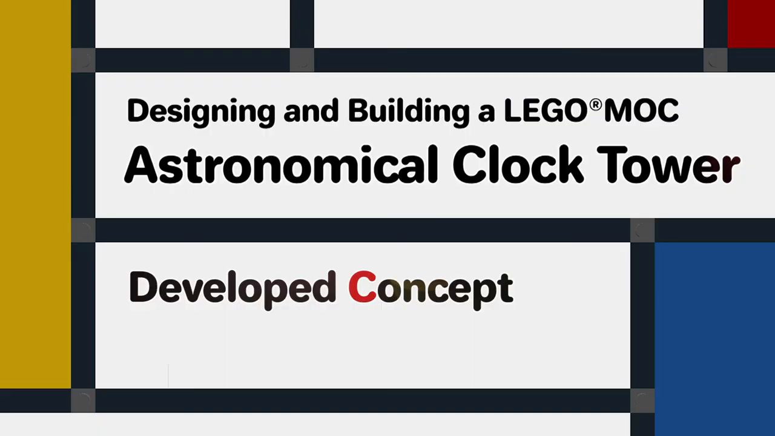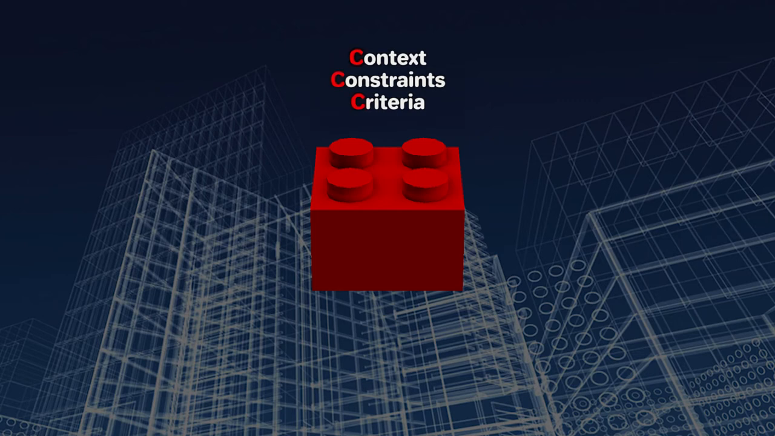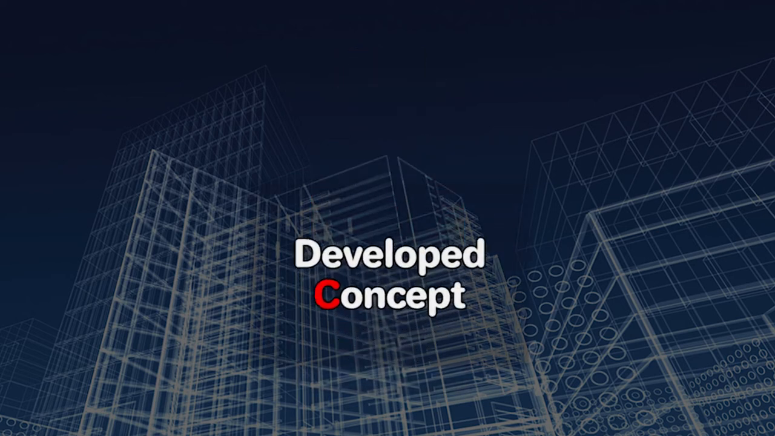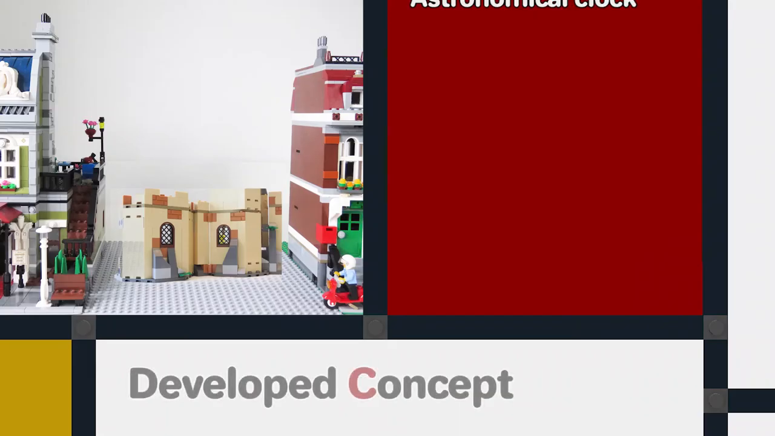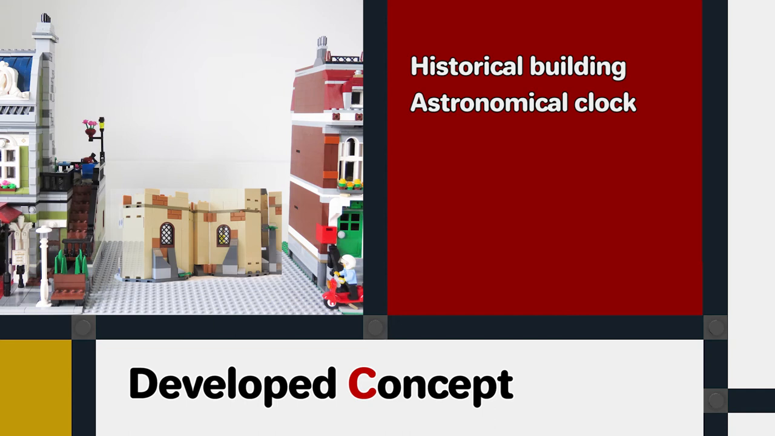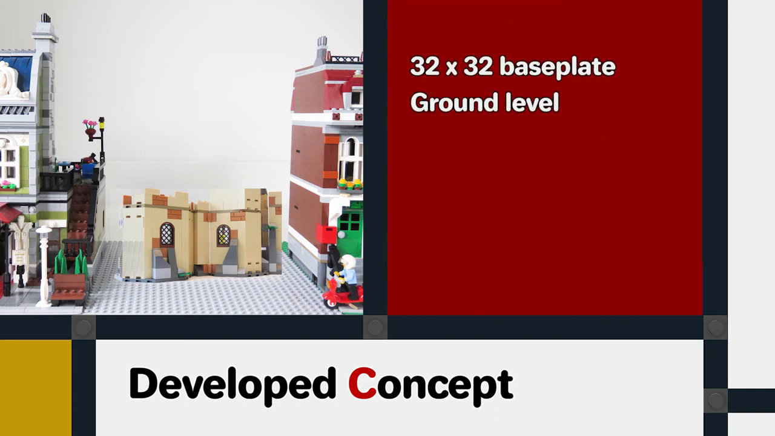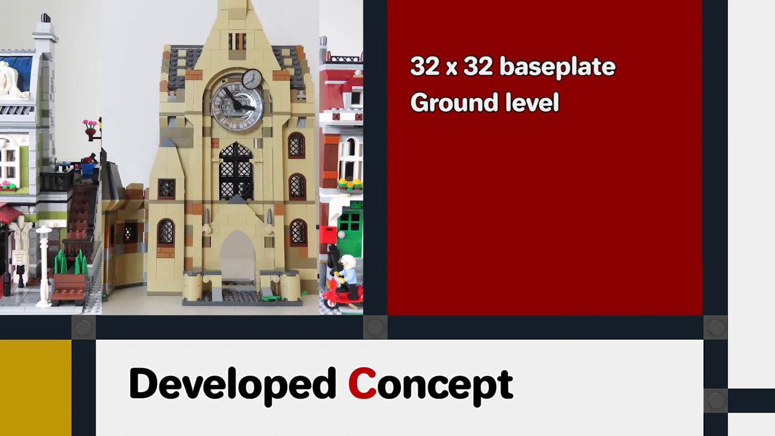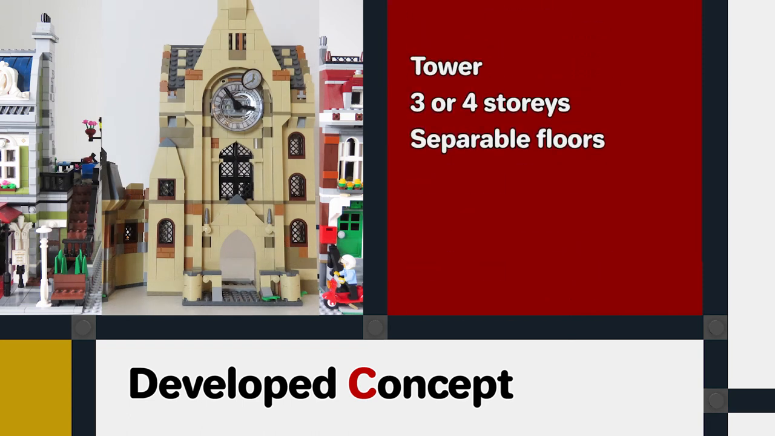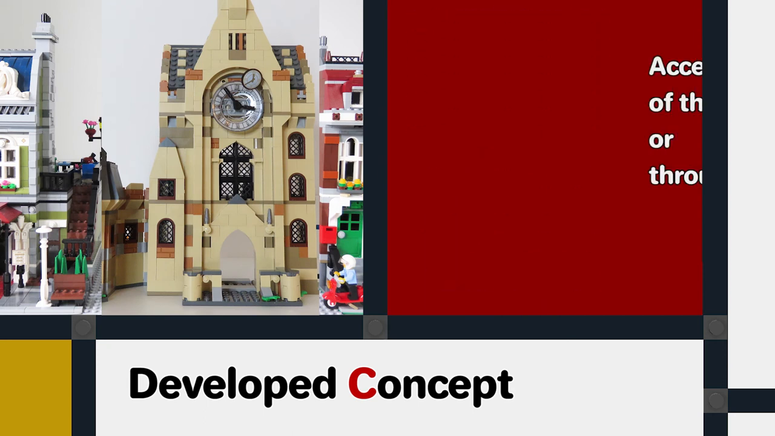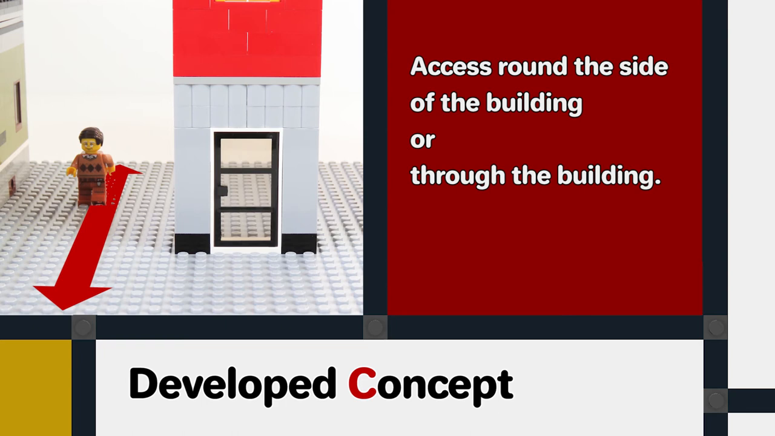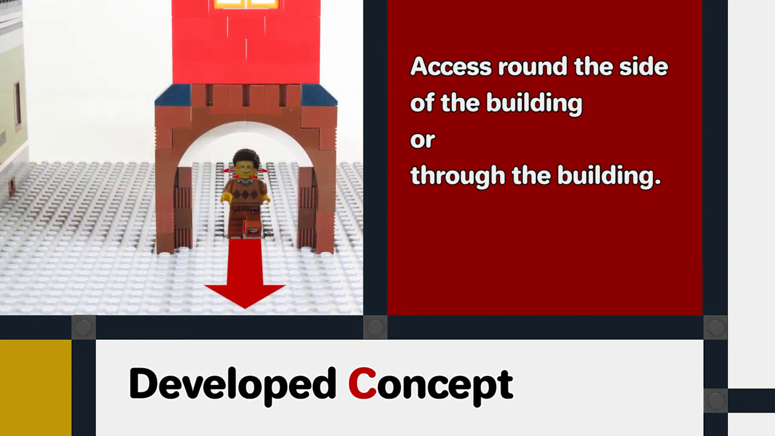So, having given consideration to the context, constraints, and criteria, they've really helped me to determine requirements and establish the concept for this model. So the concept is now this: a building with a historical feel and containing an old astronomical clock on a 32 by 32 base plate at ground level, in the format of a tower that's 3 or 4 stories high with separable floors as for modular buildings, facing the front onto the town square, incorporating a passageway round the building or access through the building to the street behind.